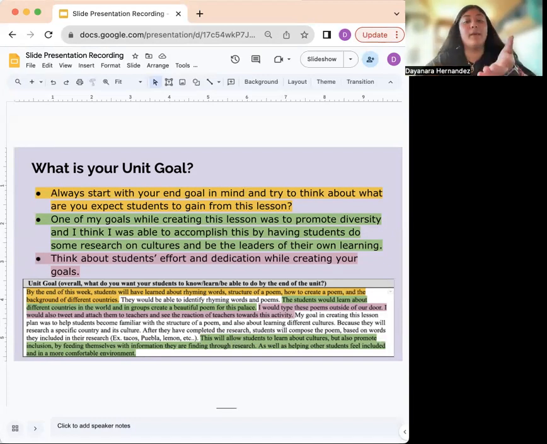Also, think about students' effort and dedication while creating your goals. To appreciate my students' effort, I will hang these poems outside of the door. I will also tweet and attach them to teachers and see the reaction of teachers towards this activity. As I mentioned before, everyone will be able to see what our class has accomplished and done.